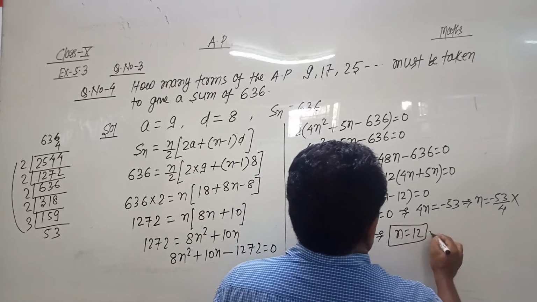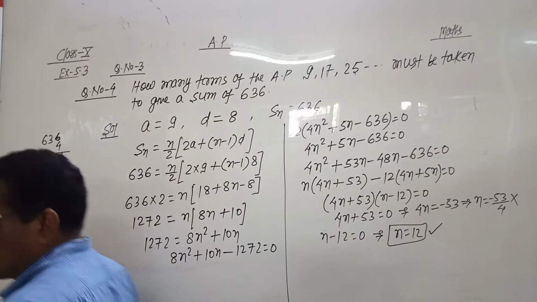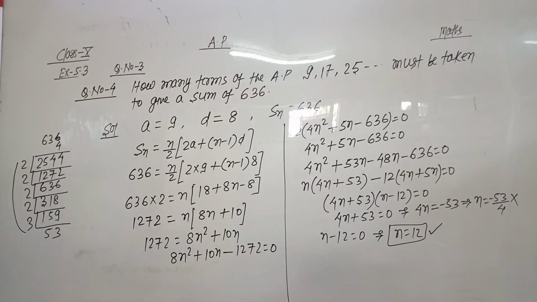So the answer is 12. The number of terms we had to find comes to be n equals 12. Now we discuss question number 5.